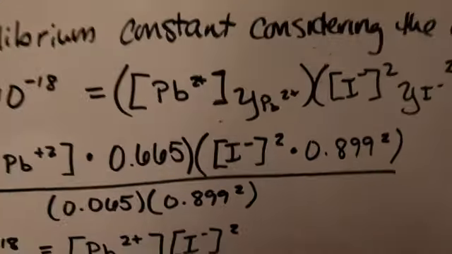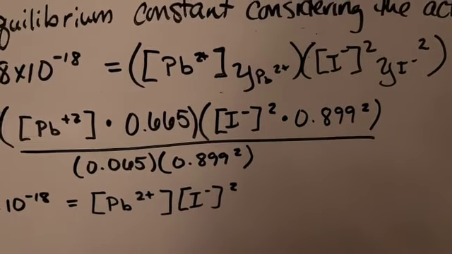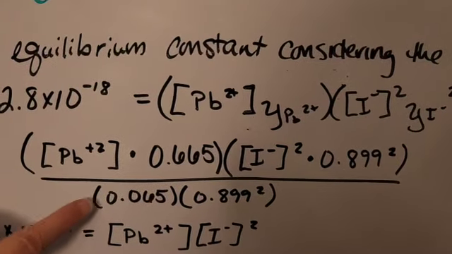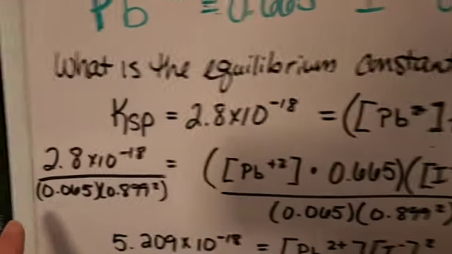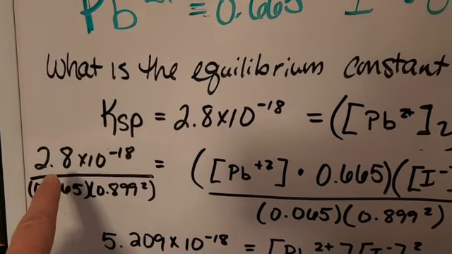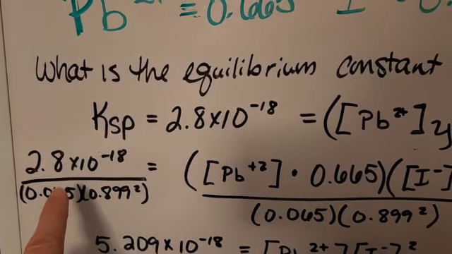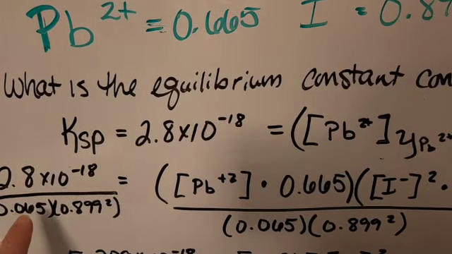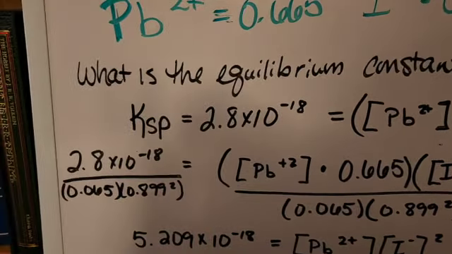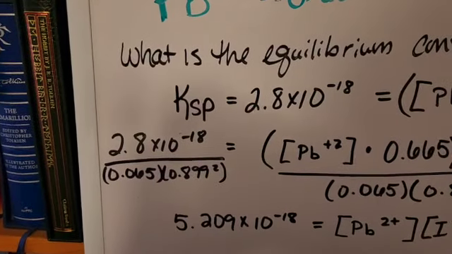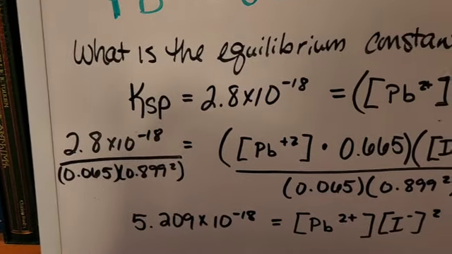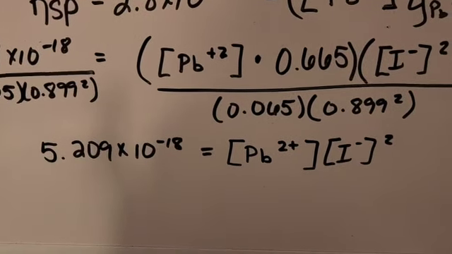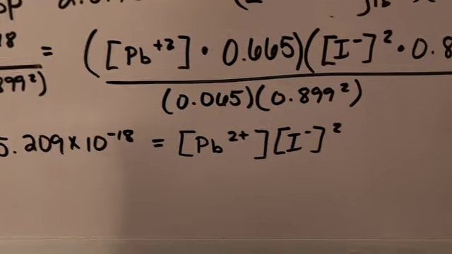And then in order for us to move over the activity coefficients, we have to divide this side by them because they're being multiplied up here, and then divide this side by it. So we've got 2.8 times 10 to the negative 18 divided by 0.665, that should say 0.665 there, and 0.899 squared. That's going to give you an answer of 5.209 times 10 to the negative 18.